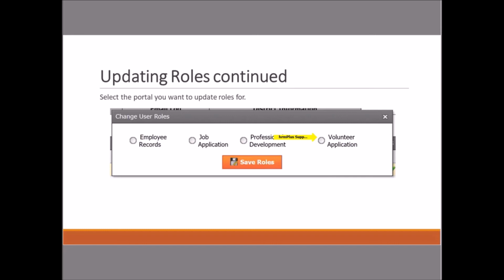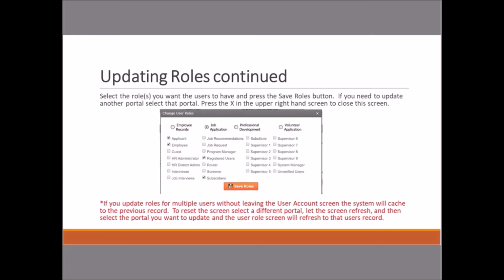So you're going to see the portals you want. Then you would select the portal, and the screen will change a little more and pop open, and you'll see all the roles that are available for that portal. In my example, we're looking at the jobs portal, and I can see right away that this particular user has the role of applicant. They're an employee, and then those two mandatory roles that everybody needs, registered user and subscriber.